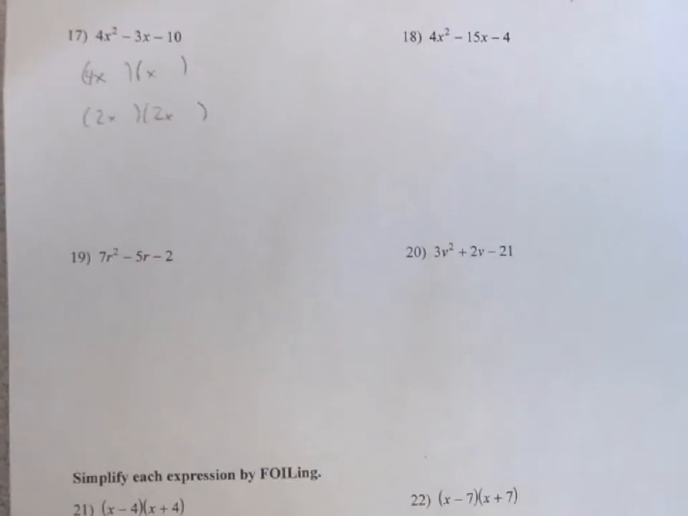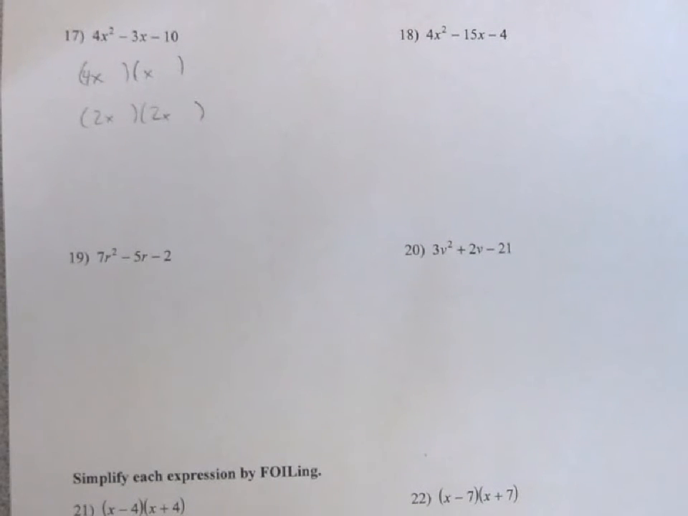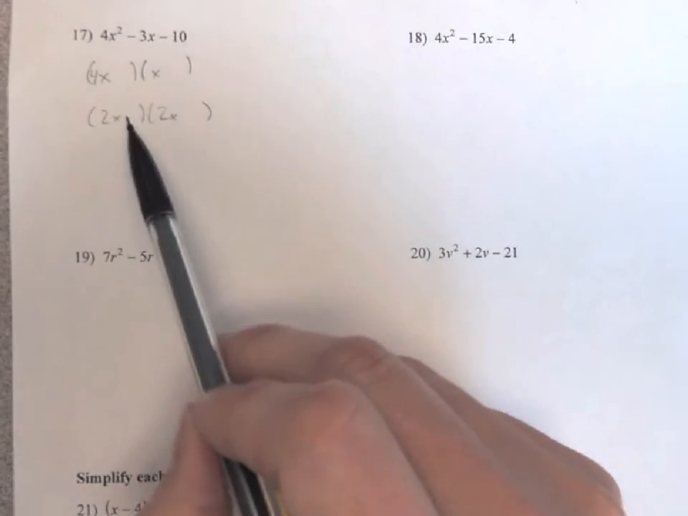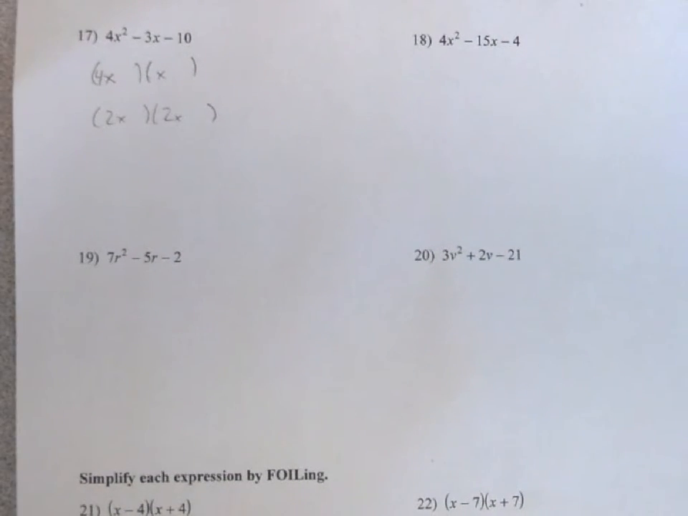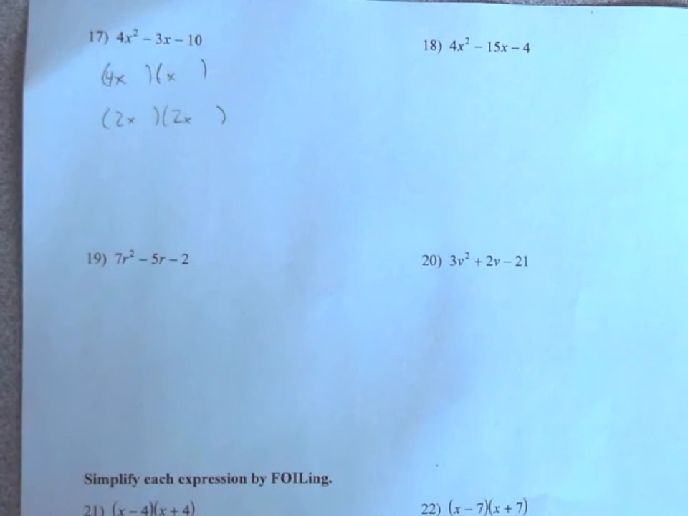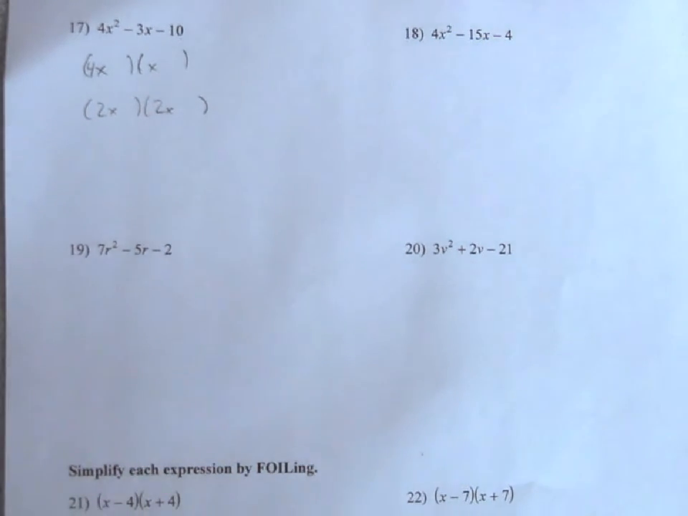To get a negative 10 back here, I could do negative 1 and 10, or 1 and negative 10, or 2 and negative 5, or 5 and negative 2. And I have to try these in each of these scenarios here to make sure I get the right thing. So there's potentially like 8 different combinations of things that I could get here. 8 different possibilities that I'll have to try before I made sure I got the right thing.